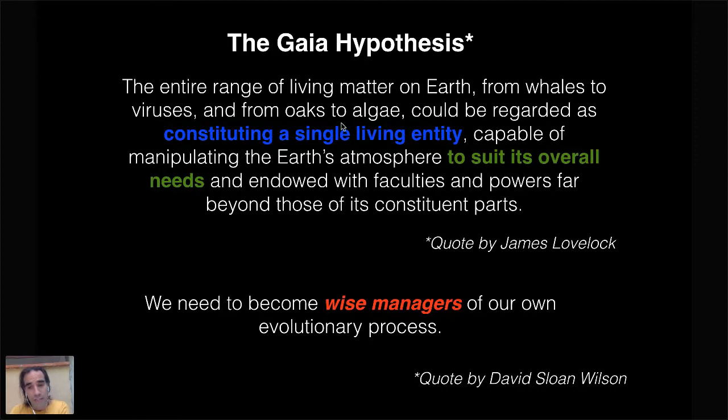The other quote I want to share is from David Sloan Wilson, an evolutionary biologist, who says that we need to become wise managers of our own evolutionary process. As I've stressed in previous webinars, it is the evolution of human culture that has degraded and destroyed most landscapes on Earth. So it is the evolution of human culture that will regenerate landscapes and enable humans to avoid extinction. So if we are to become wise managers of the evolutionary process, we have to become regenerative designers of regional climate, of regional landscapes, and of regional economies.